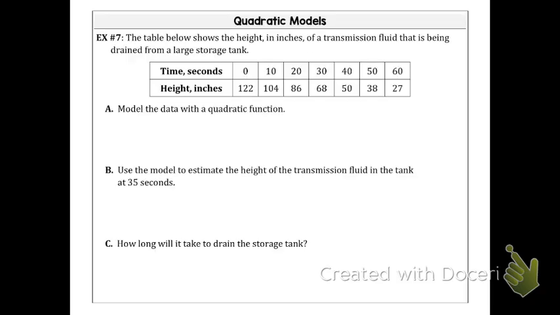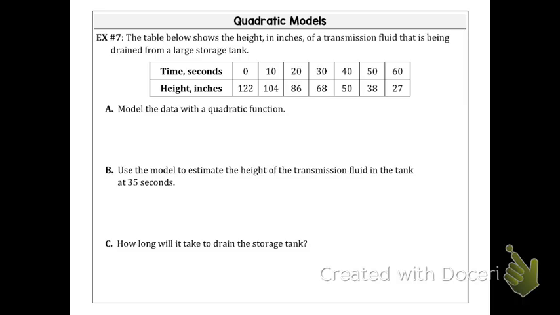All right, example 7 says the table below shows the height in inches of a transmission fluid that is being drained from a large storage tank. So they gave me a table here. It says model the data with a quadratic function. So we're going to go do our stat edit and run quadratic regression. I'm going to go ahead and store that in my Y1.